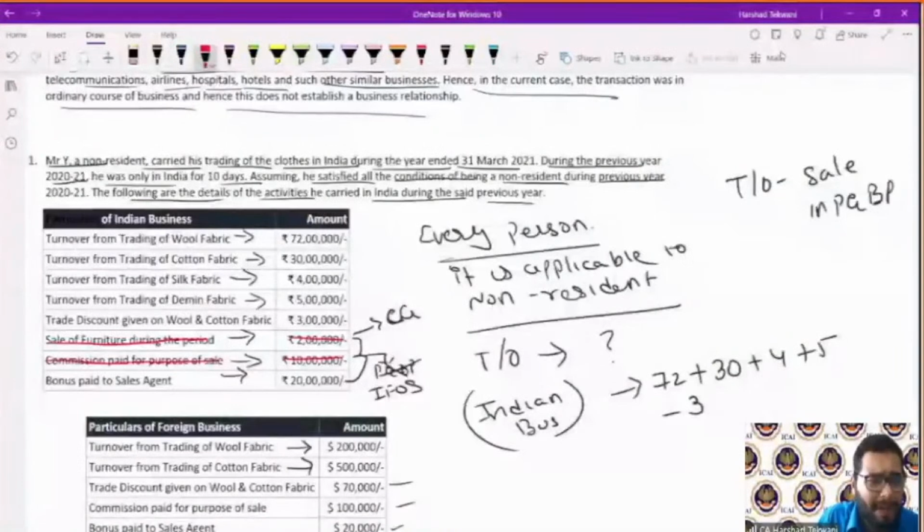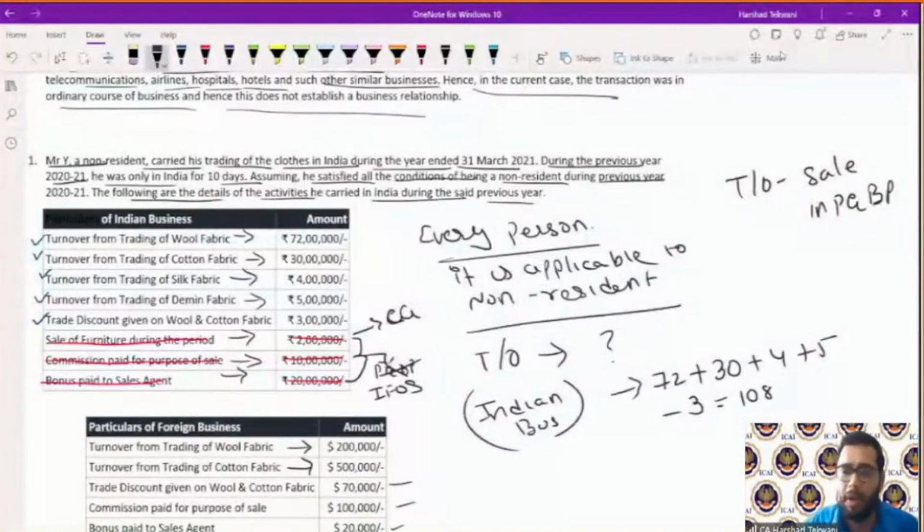Bonus paid, it's an expenditure. It's nothing related to turnover. So it will not be counted. So the amounts that are required to be taken for the purpose of turnover are these ones, and hence your total turnover will be 108, 1 crore 8 lakh rupees. Clear?